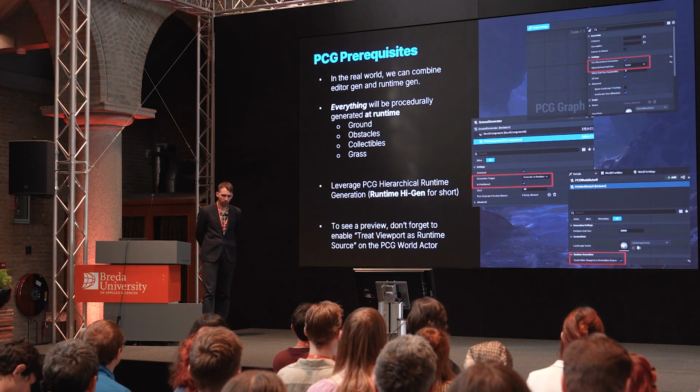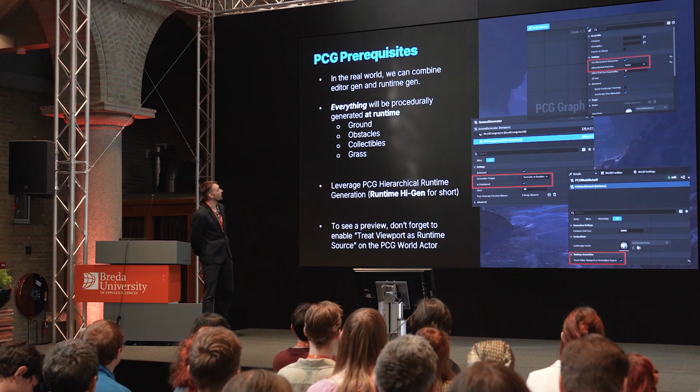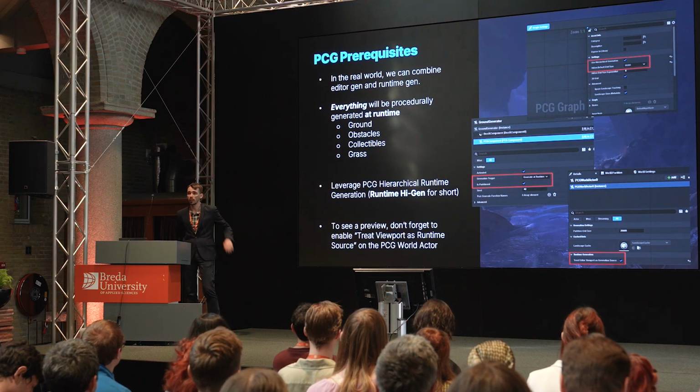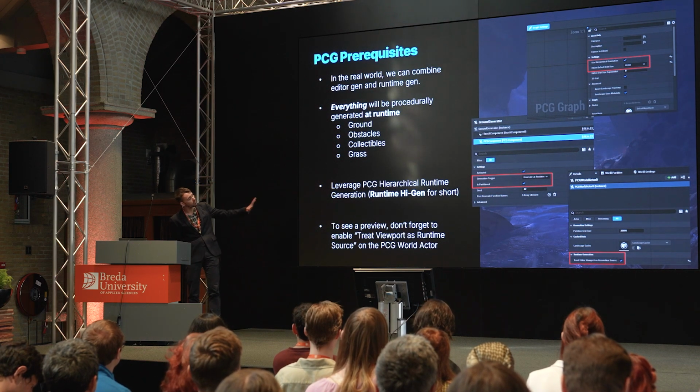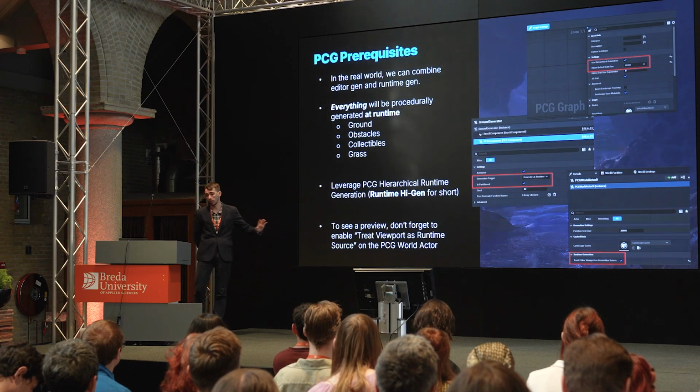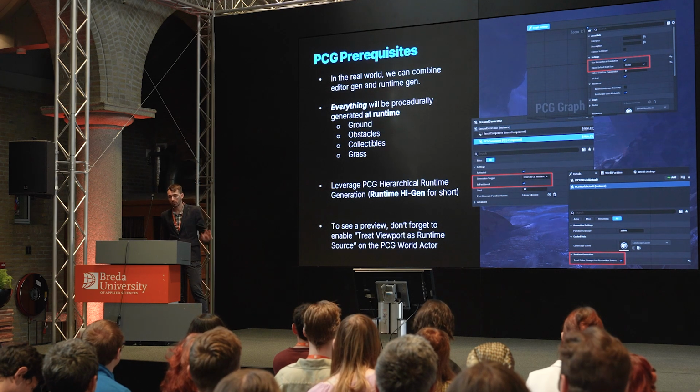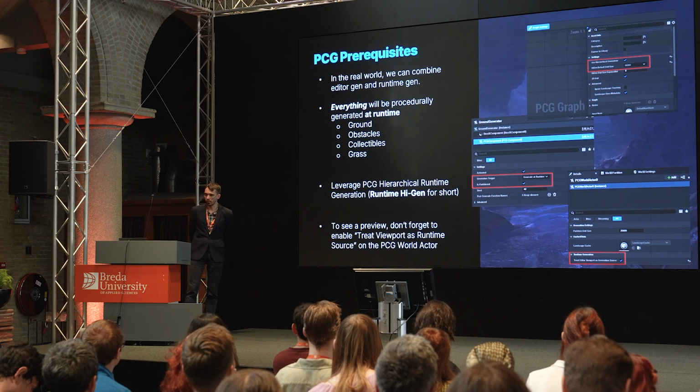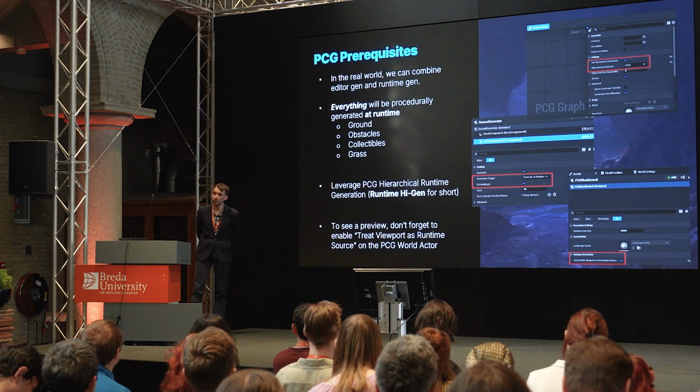So usually when you do PCG at runtime, you combine editor generation, so offline generation, and runtime generation. But for this demo, I wanted to do everything at runtime. So the ground is generated at runtime, the obstacles, the collectibles, the grass, etc. This leveraged the PCG hierarchical runtime generation.